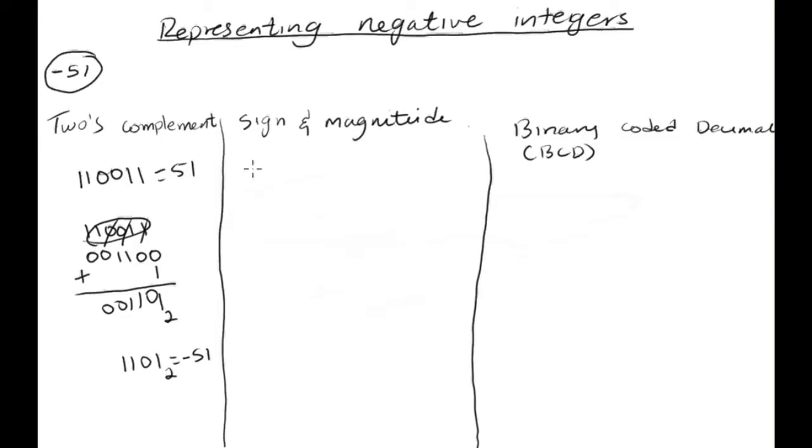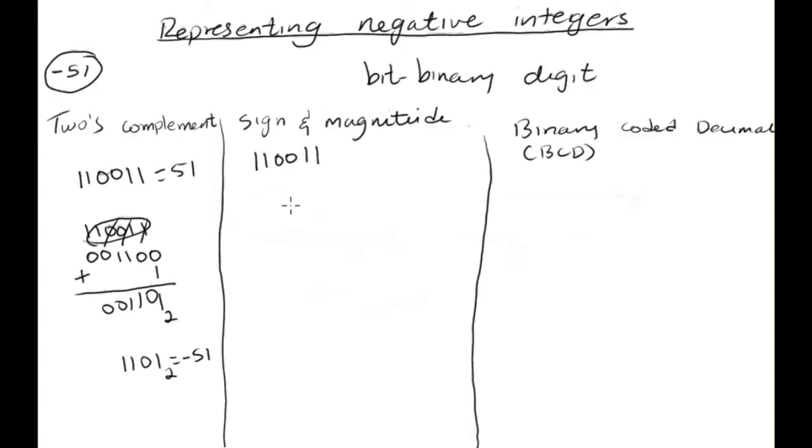Now with sign and magnitude, it's a lot different. So again, we have to convert 51 into binary. That's always the first step. So 51 again is 110011. Now we are going to do the 8-bit sign and magnitude representation. Now remember, bit stands for binary digit. So we need to represent negative 51 in sign and magnitude using 8 bits.